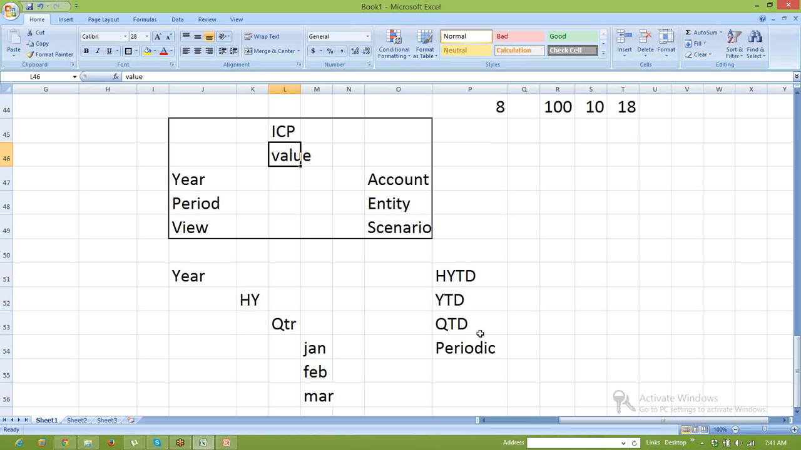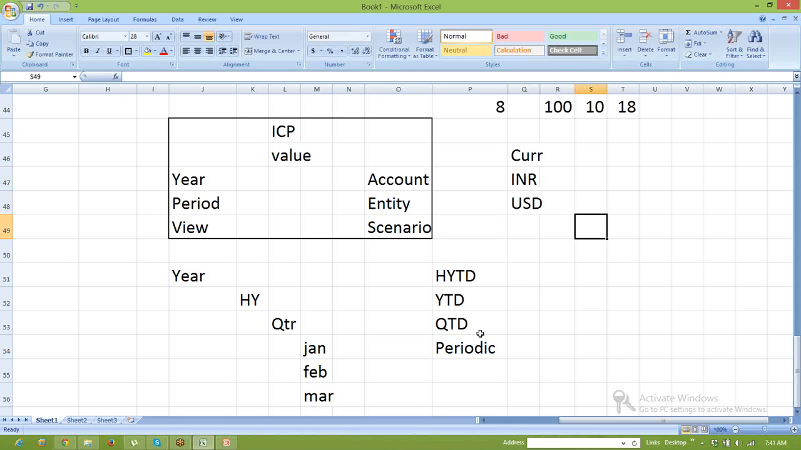Account dimension is nothing but... Sorry, can you please repeat that about value? Can you please tell me what value is? Yeah, value is nothing but currencies, total currencies, like your INR currency, USD currency. Okay, this one will be representing.